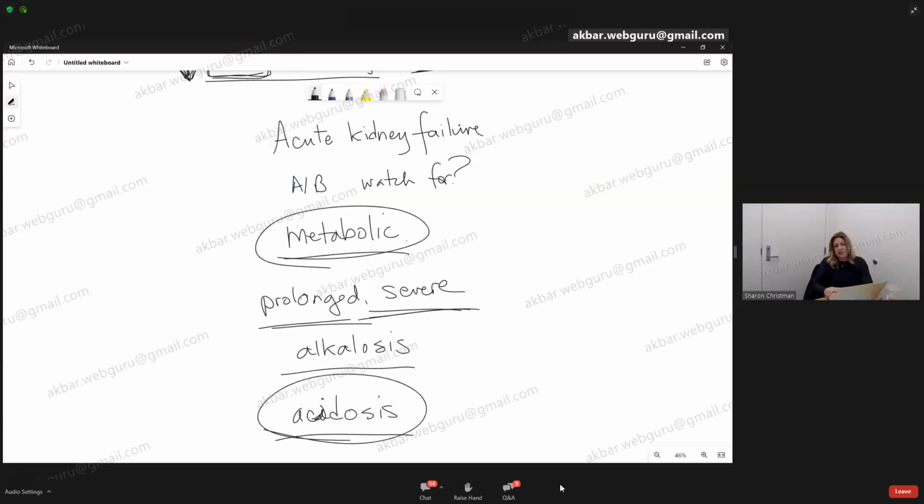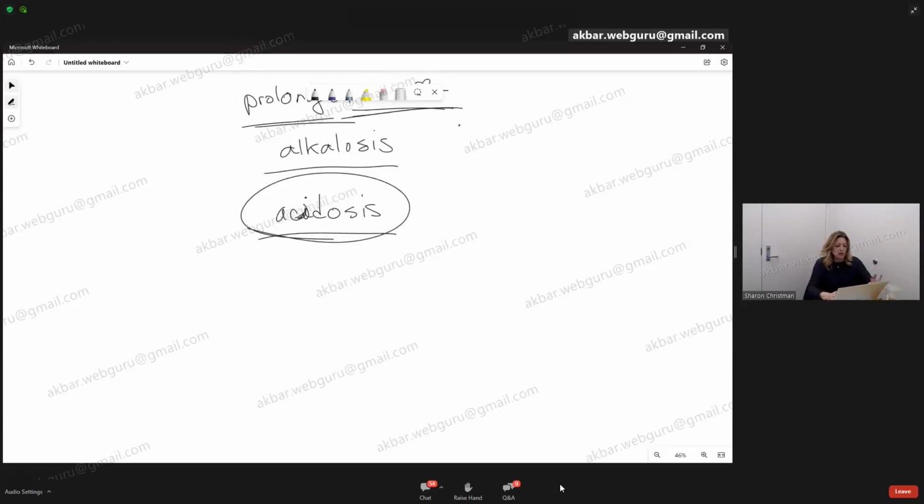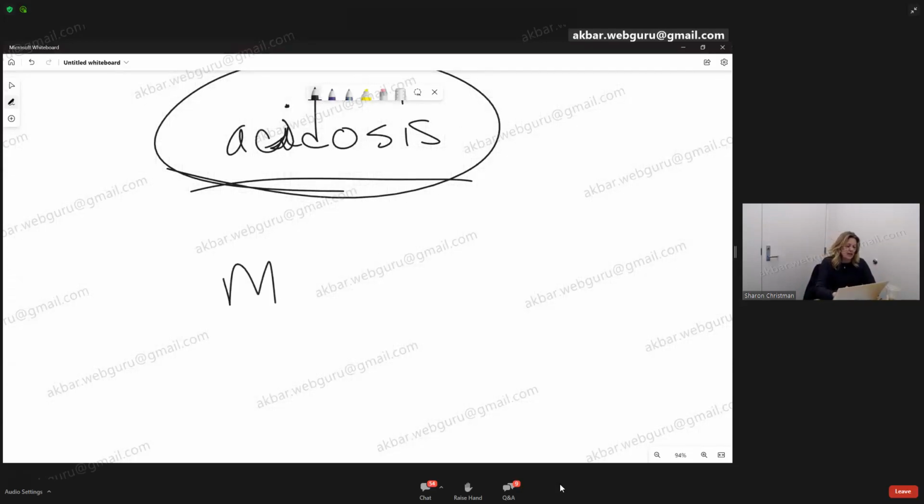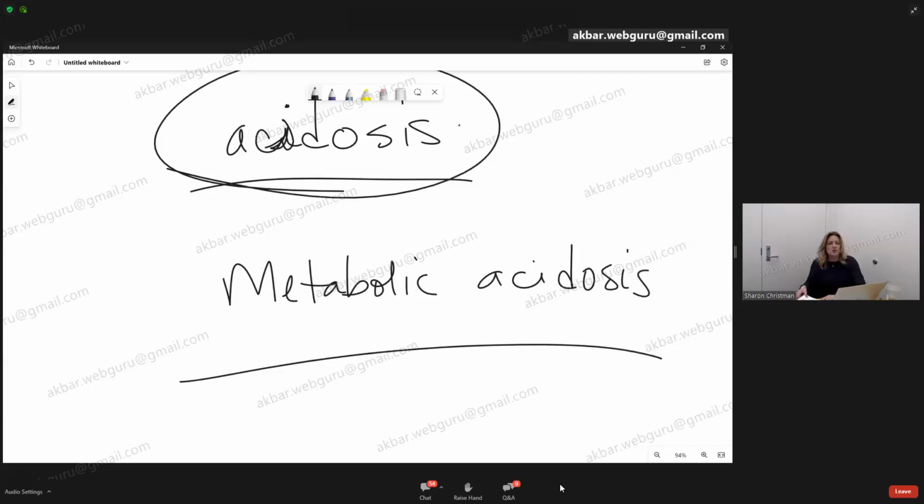metabolic acidosis. And then it says when you don't know what to choose, pick metabolic acidosis. However, if you're using these rules correctly, there should not be a time where you don't know what to choose.